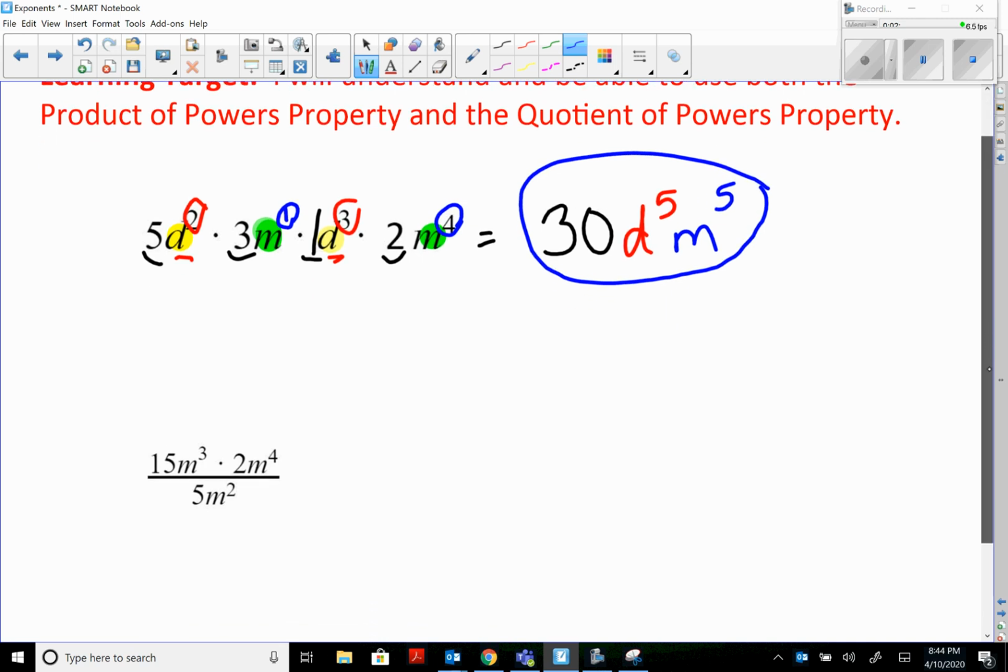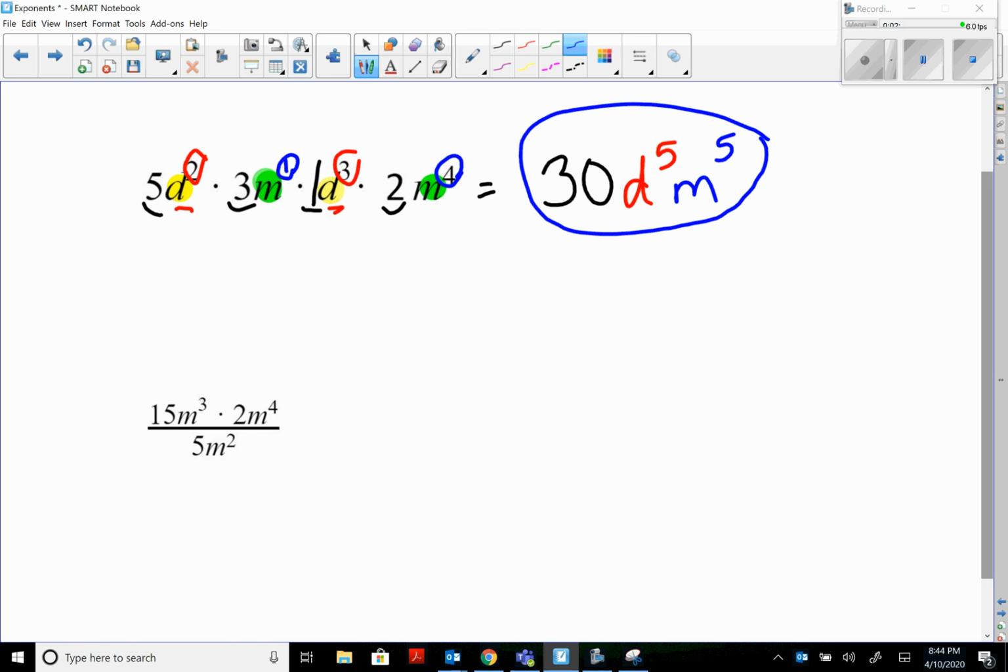Now let's look at a division example. Again, I'm going to treat those coefficients like they're not with variables, and I'm just going to multiply and divide them. So starting off with those coefficients, I've got a 15 and a 2 that I'm multiplying, and I know that 15 times 2 is 30. And then I have a 5 in the denominator, and I know that 30 divided by 5 is 6. So the final coefficient in my answer is going to be a 6.